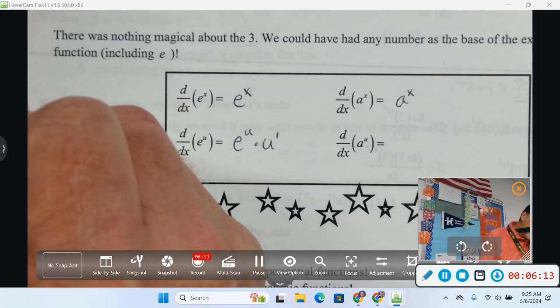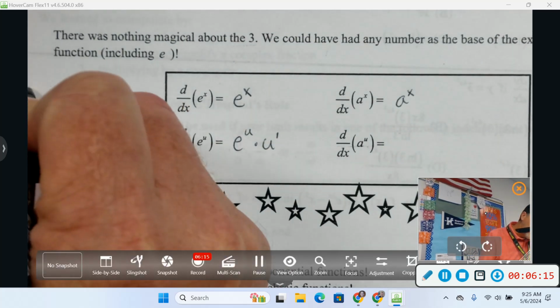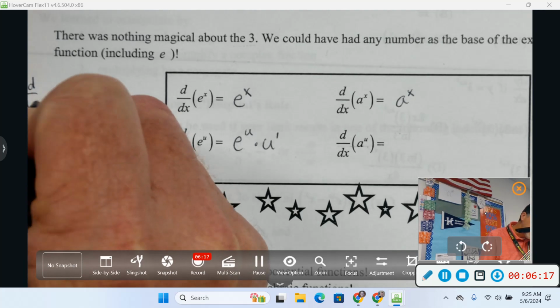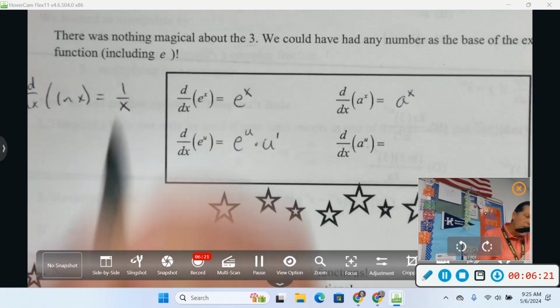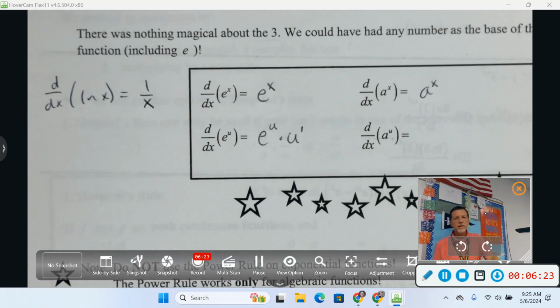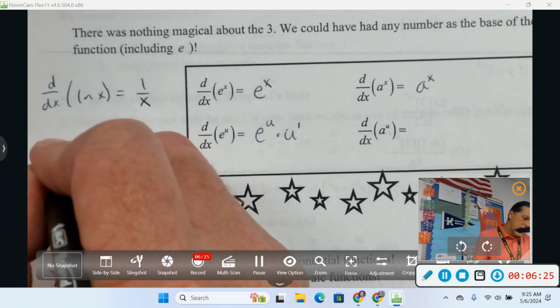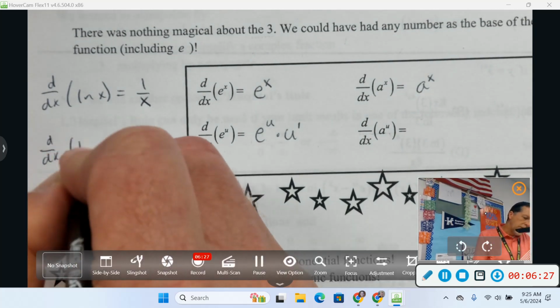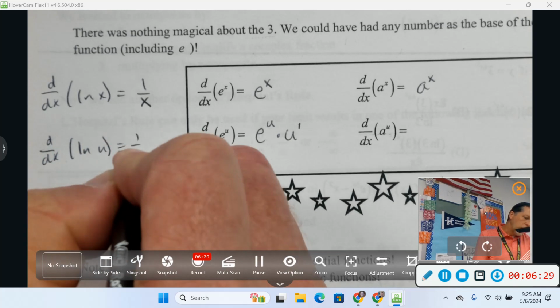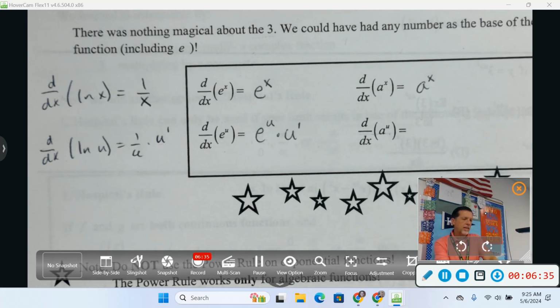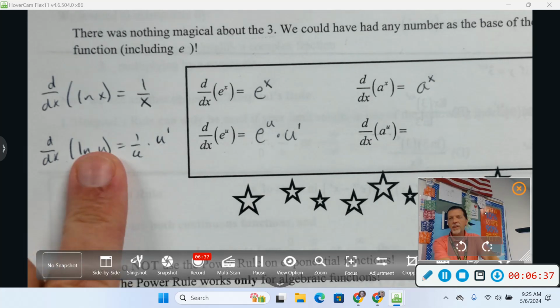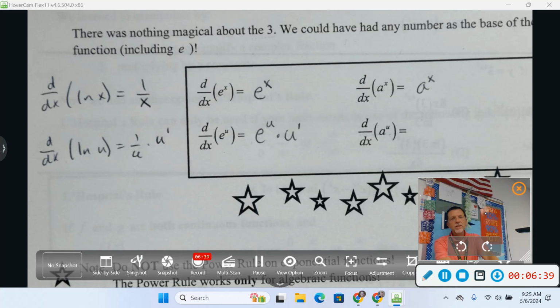You know what? Let's put our other rules over here, because I think this will help us to put them all in one place. The derivative of natural log of x is 1 over x. The derivative of natural log of u is 1 over u times u prime. That's old stuff, but hey, it's been a week at this point almost.